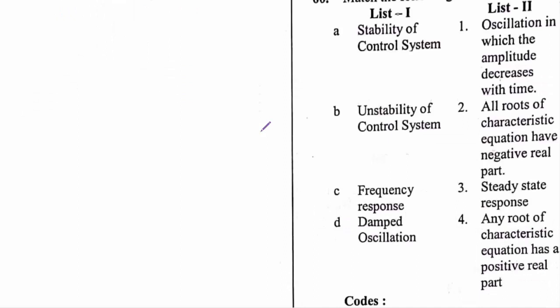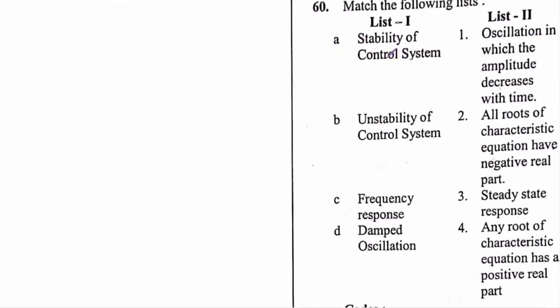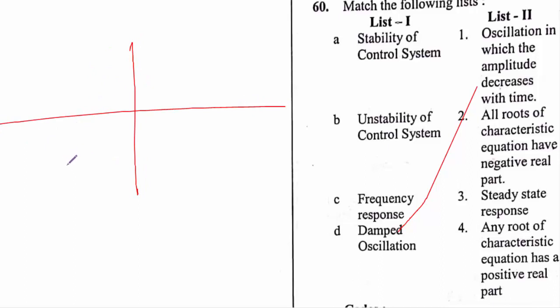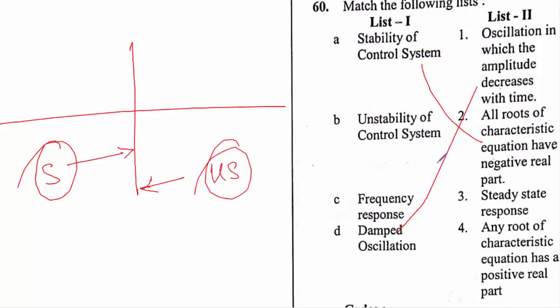60th question is based on match the following: stability of control system, instability of control system, frequency response, damped oscillation. On the list 2, they have given oscillation in which amplitude decreases with time. So this is for damped oscillation. All roots of characteristic equation should lie on negative real part. If all the roots is lying on negative real part, then it is a stable system. If one of the root is lying on the right of a phase plane, then the system will become unstable.